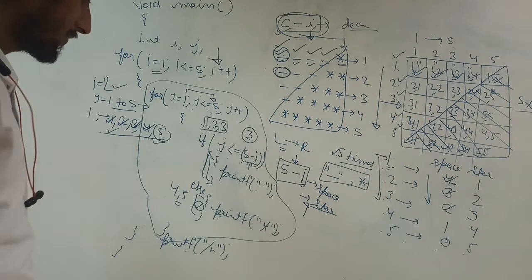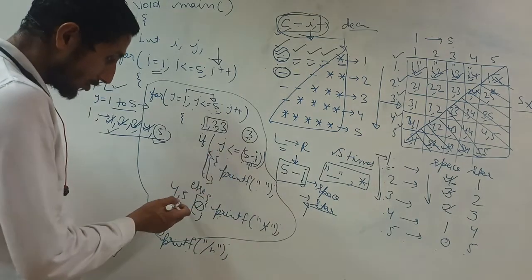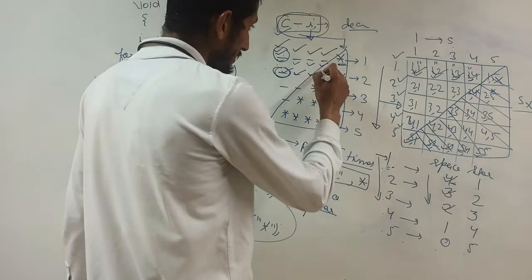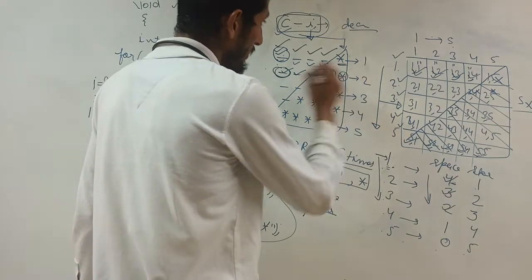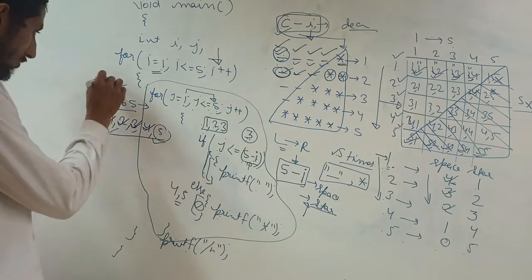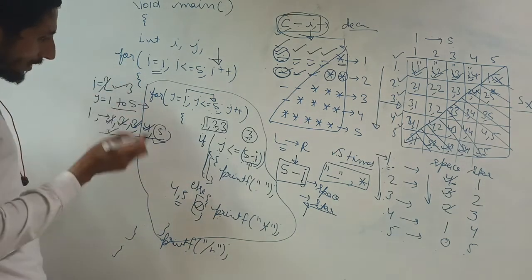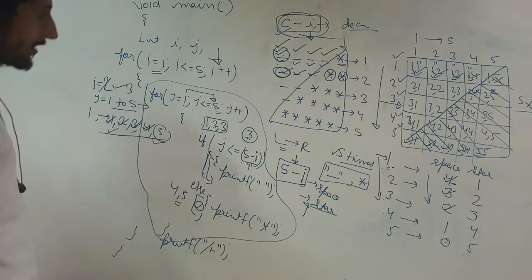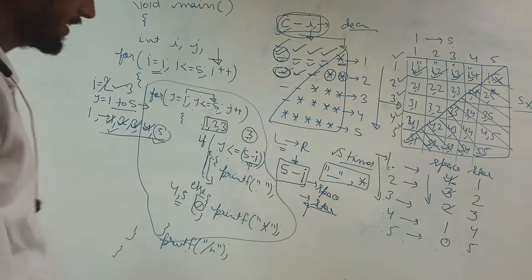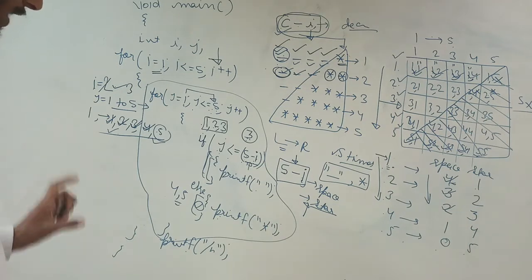It means I will get 3 spaces and 2 stars. So 1 space, 2 space, 3 space and 1 and 2 stars. Okay. Then the value of i becomes 3 and the value of j will vary from 1 to 5 again. Okay. So it will vary from 1 to 5 only.